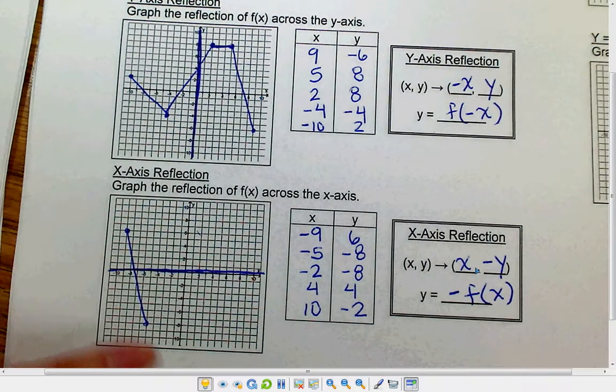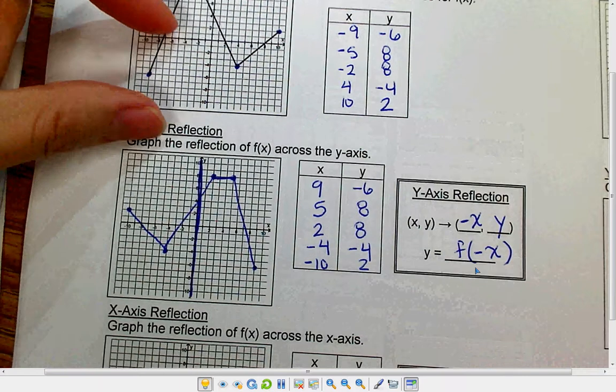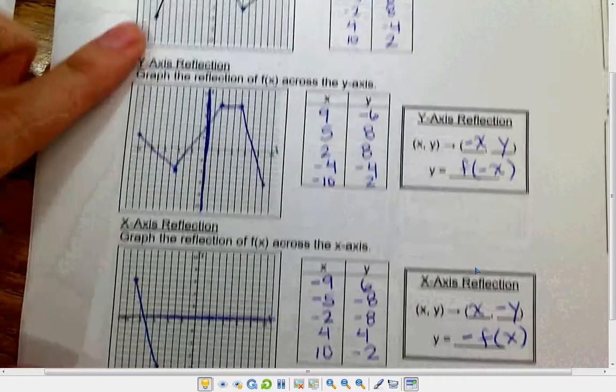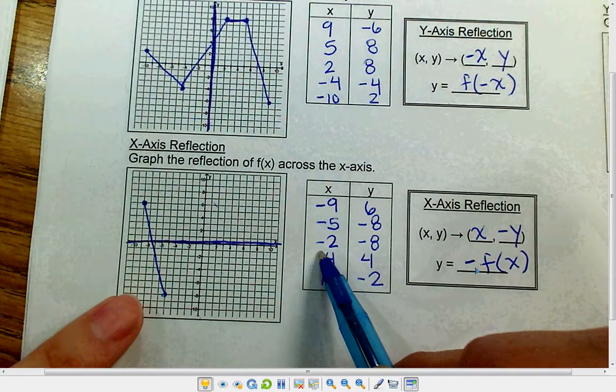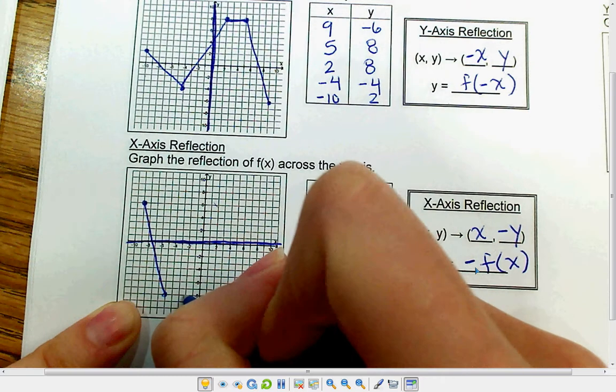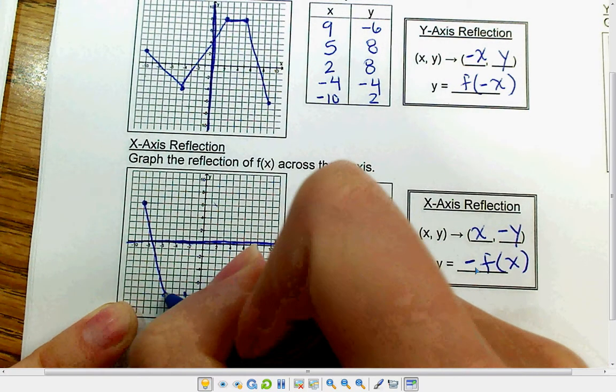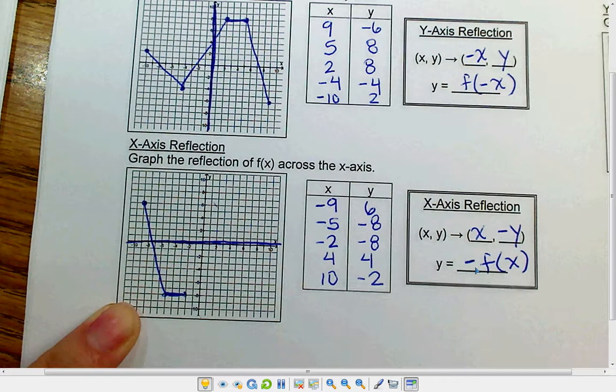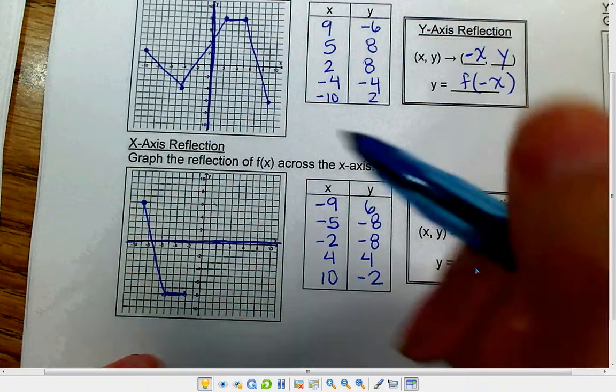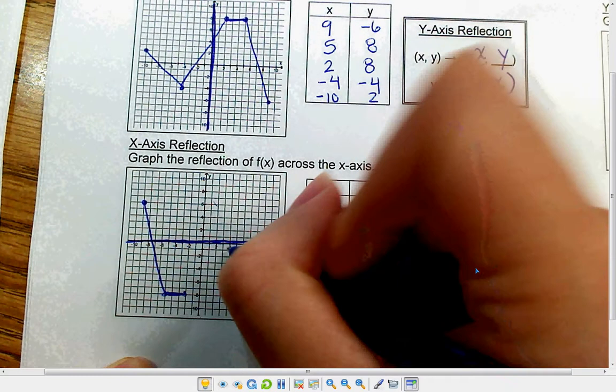So now this is this part of my graph. This first section flipped across the x. My next one is negative 2, negative 8. So negative 2 is my x, negative 8 is my y. And that's that constant part of the graph. Again, flipped across the x. I have a positive 4, positive 4.